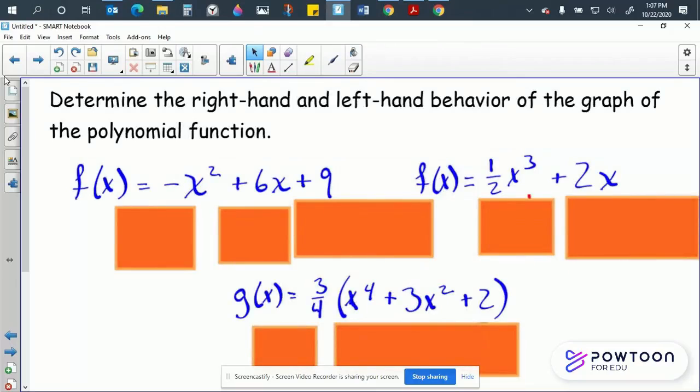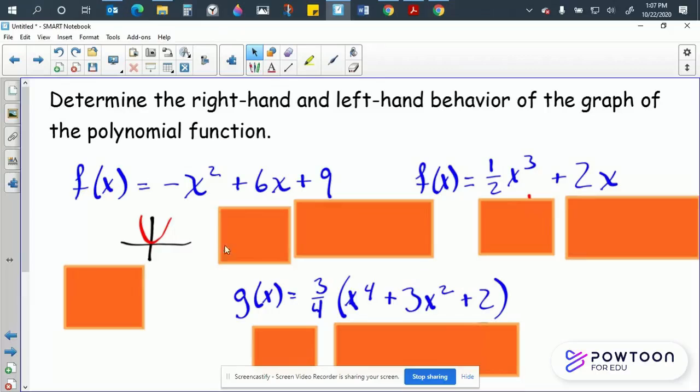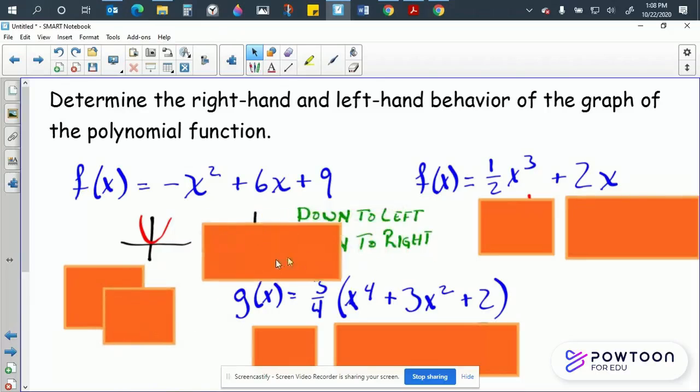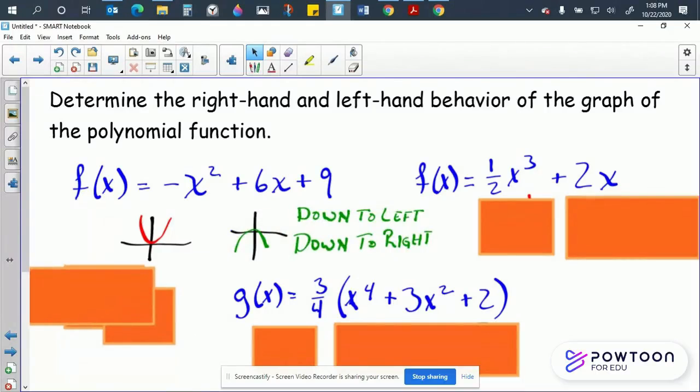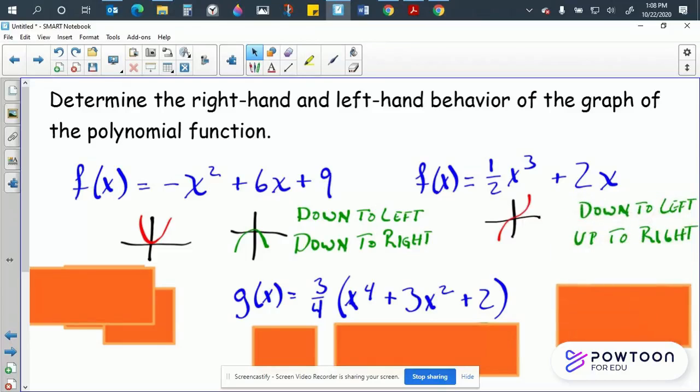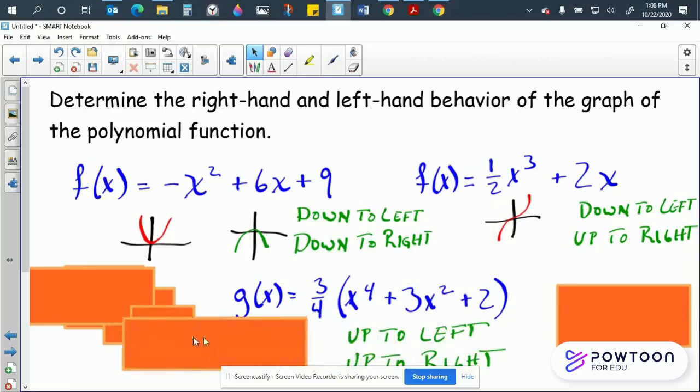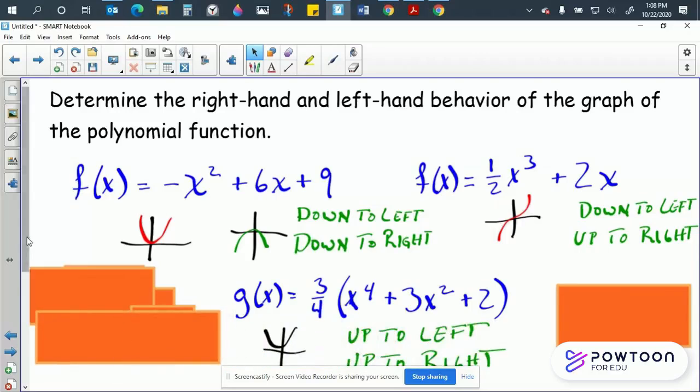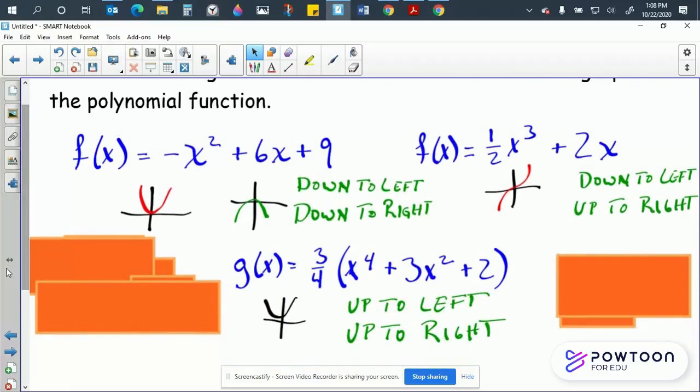Okay, determine the right hand and left hand behavior of this polynomial function. This one's a parabola, but it's an upside down parabola, which means it's down to the left and down to the right. This one's a cubic, so it's down to the left and up to the right. And this one is a 4th power, so it'd be similar to a parabola, which means it's up to the left and up to the right.